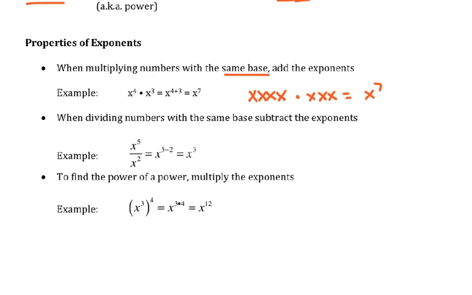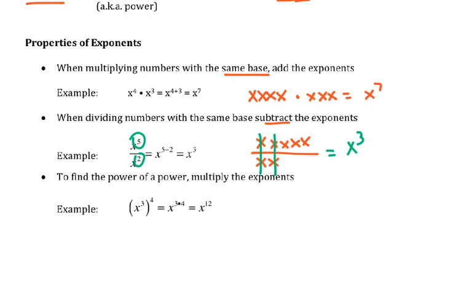When dividing numbers with the same base, you're going to subtract the exponents. So if I have x to the 5th over x to the 2nd, then we know from previous experience that if I have x divided by x, that's 1. And so what I'm left with is x to the 3rd power. Now I could have gotten that by saying x to the 5 minus 2, but I personally like to just write it out, especially for that rule.